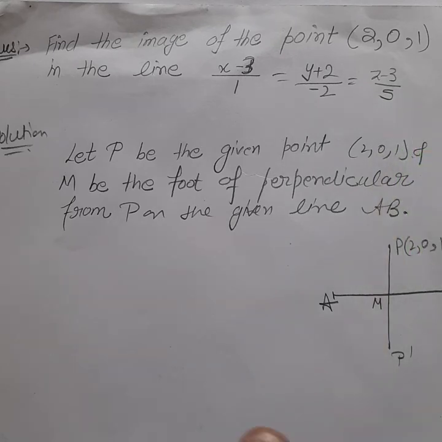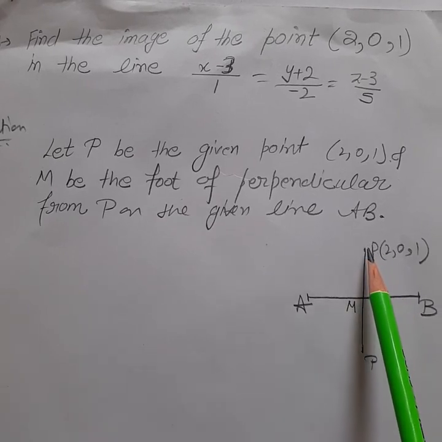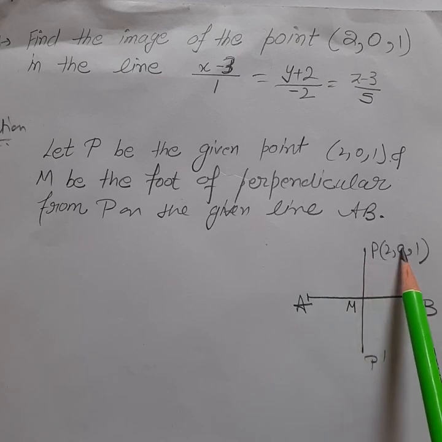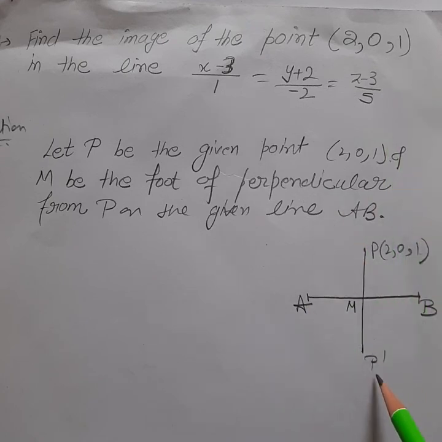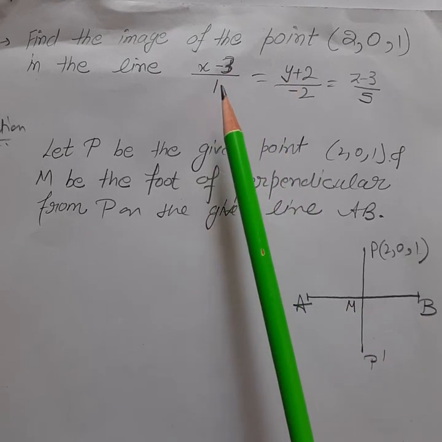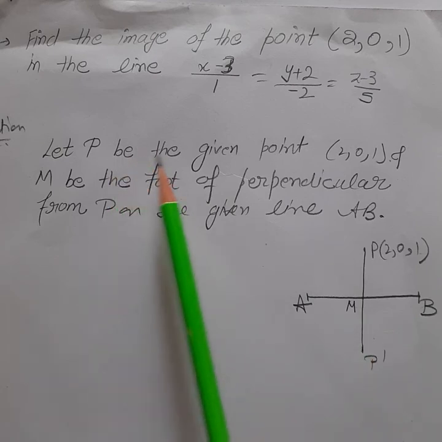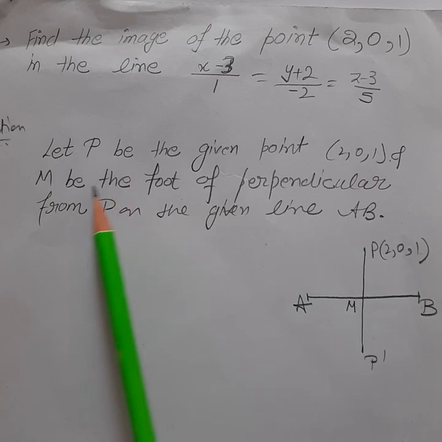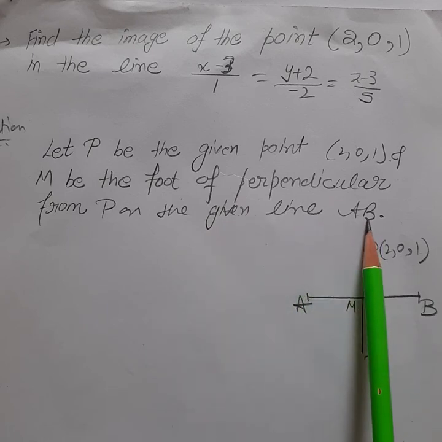Okay. So before starting our question, we can see that if we draw an image like this, we write here the point P (2, 0, 1) which is given in the question, and we write here P dash. This is the image of this point which we have to find, and this is the line AB, and we are given the equation of this line. And what is M here? M is the foot of perpendicular. Now let P be the given point (2, 0, 1), and let M be the foot of perpendicular from P on the given line AB.